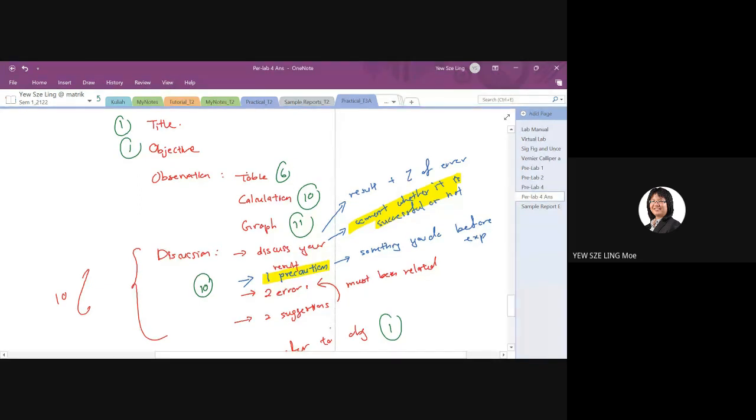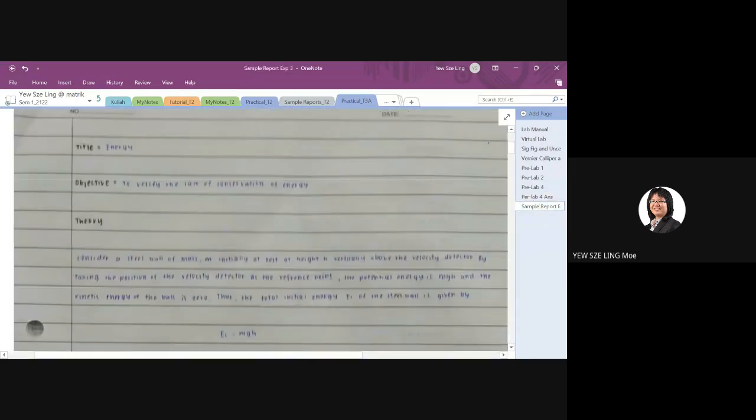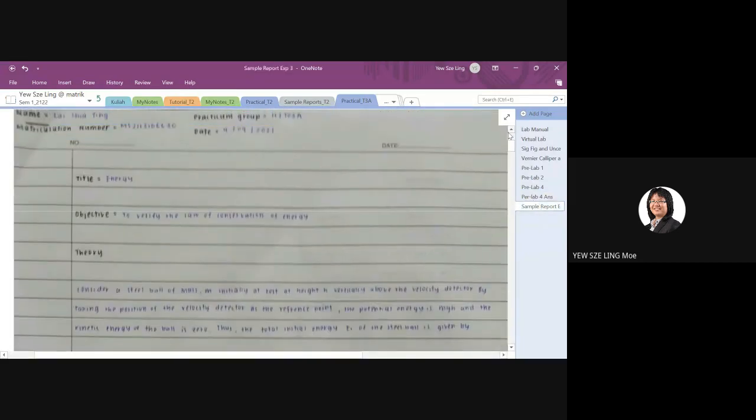Okay, now we still have 20 minutes. What I want to do is, I have one lab report from your class. Lai is very good. She is the only one that has submitted lab report 3 so far.